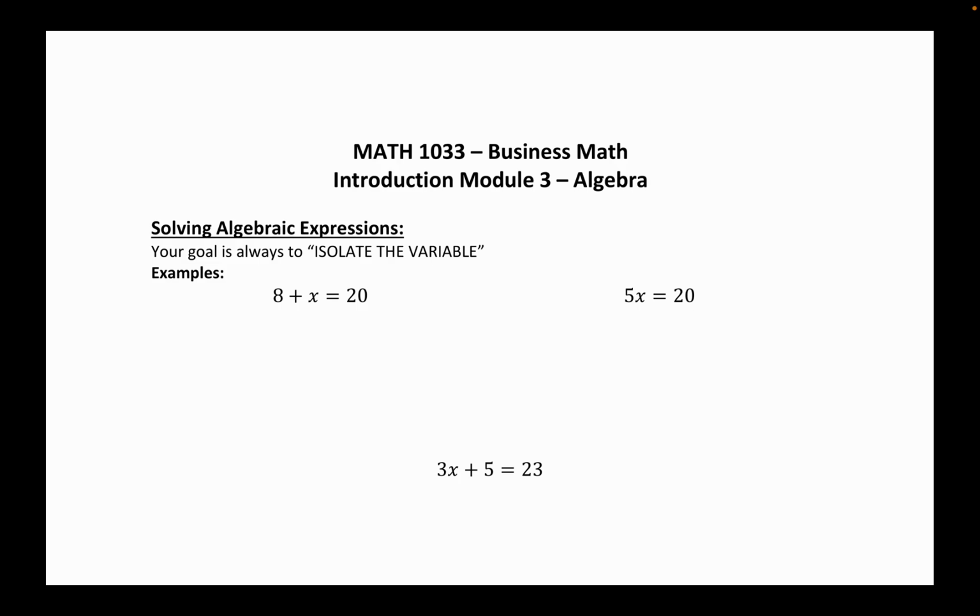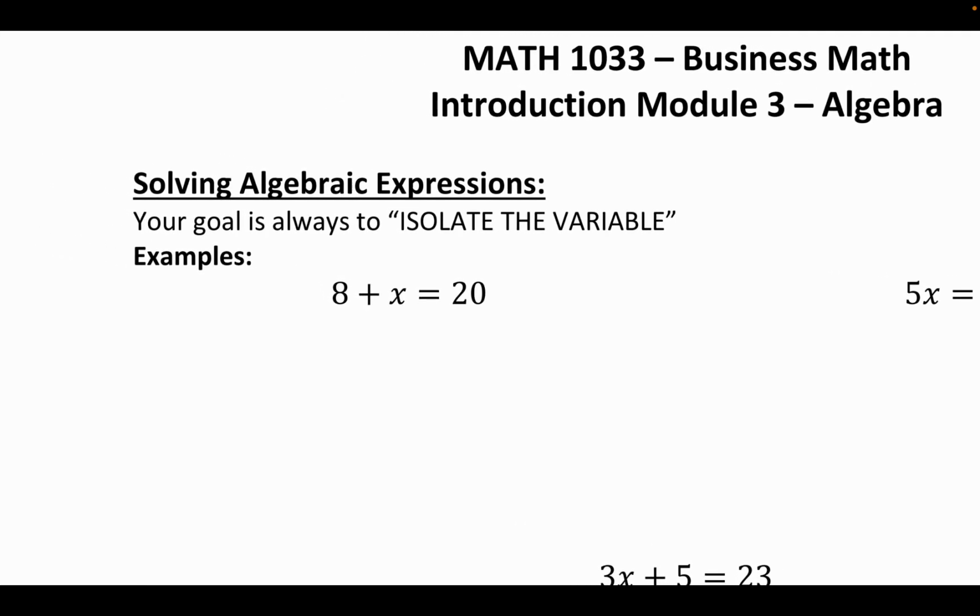So in our first example, we have 8 plus x equals 20. And so we want to get x all by itself on one side of the equal sign. And so what we need to do is we need to get rid of this 8. And right now the 8 is adding. And by get rid of it, we can't just magically make it disappear. We have to keep it, but move it to the other side of the equal sign. So I want to send it to the other side of the equal sign.